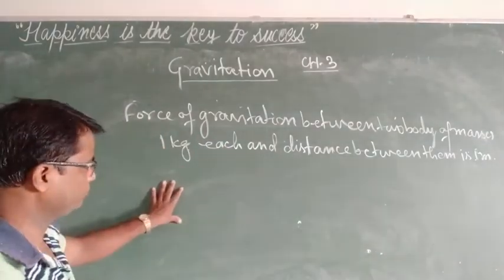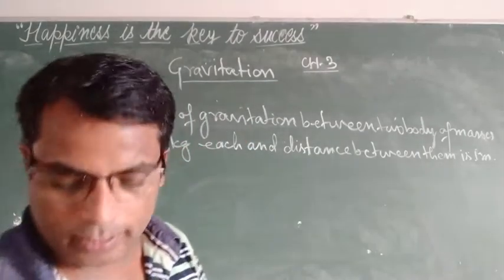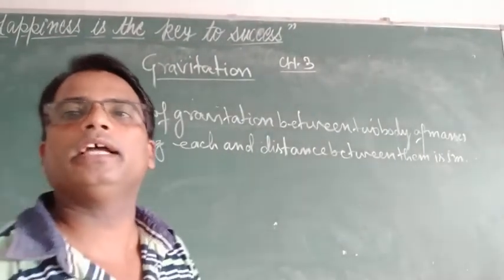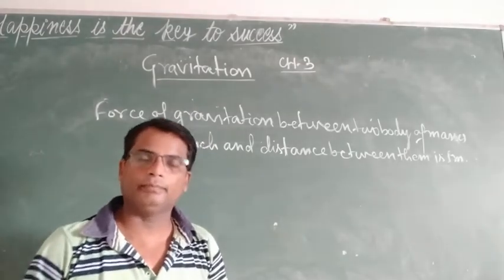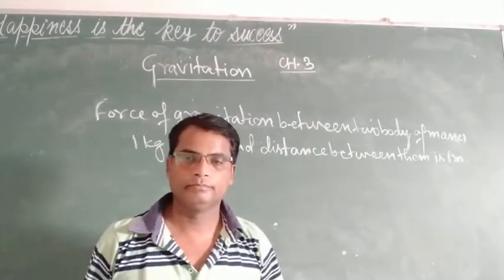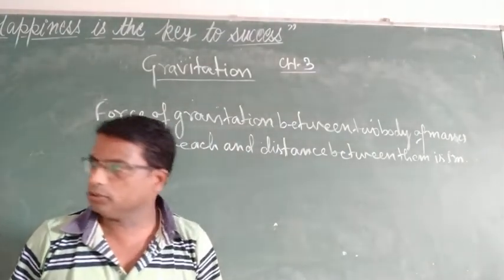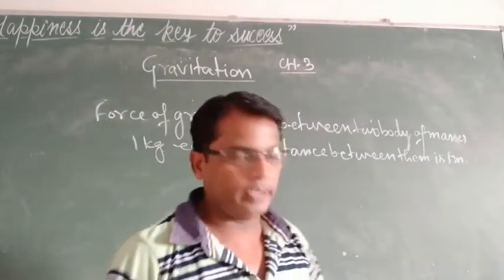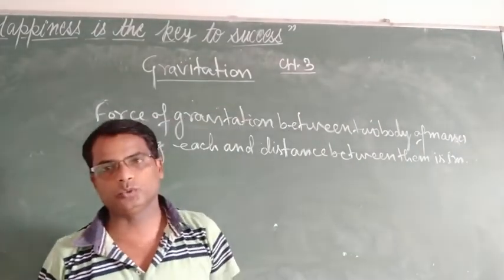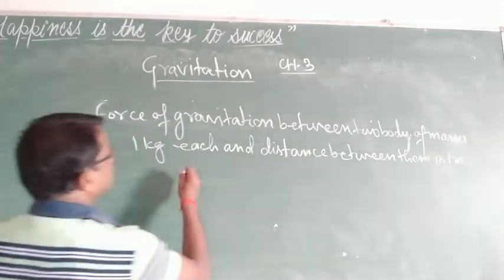All of you see here. You can also say this by another name: the force of gravitation acting between two small bodies, whose mass is 1 kilogram each and the distance between them is also 1 meter. Let's see what numerical value we get in this case.